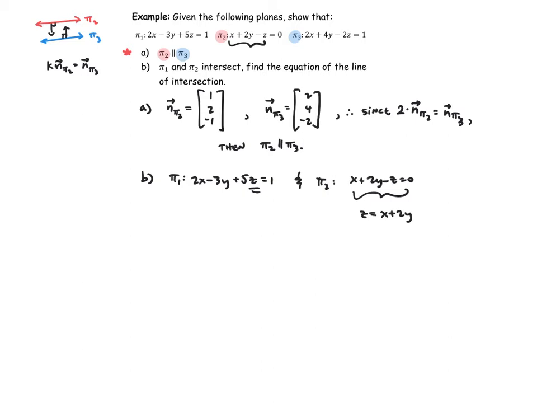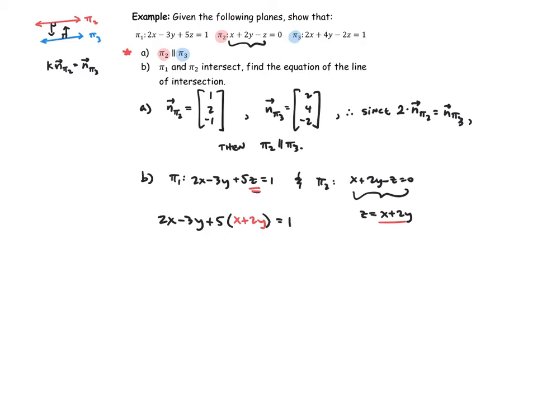Okay, so our end result is to isolate the variables so that I'm able to find the Cartesian equation of the line. So I'm going to go from the Cartesian form of the plane to the Cartesian equation of the line. I'm going to take this, x plus 2y, and plug it in for z. So I would have 2x minus 3y plus 5 times that quantity will equal 1.